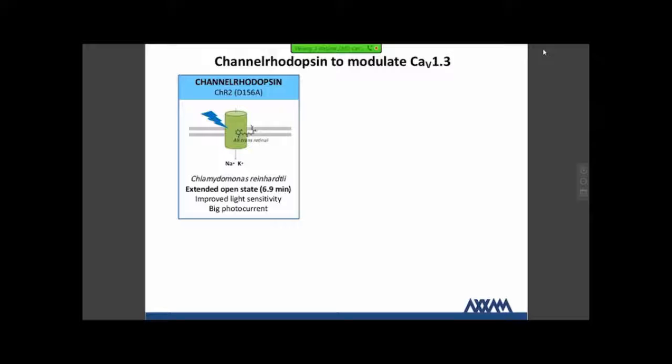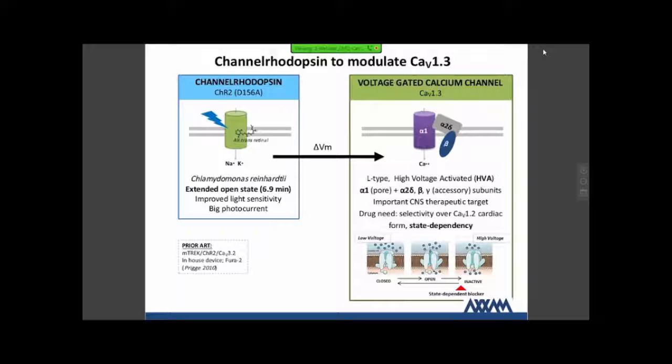So we thought to use this depolarizing tool to induce a depolarization to activate the voltage-gated Cav1.3 calcium channel. You know, this is an L-type calcium channel, which is a very important CNS therapeutic target. And it's very important for the drug screening of this target to find compounds which are selective over the Cav1.2, for example the cardiac form, but it's also very important to find compounds which are more active on the pathological state of the channel. In the cartoon in the lower part of the slide, I just show you a reminder of the functioning of the channel.